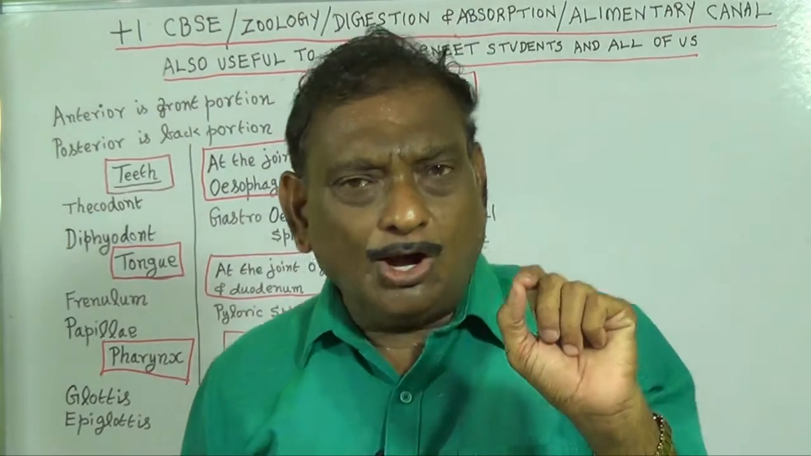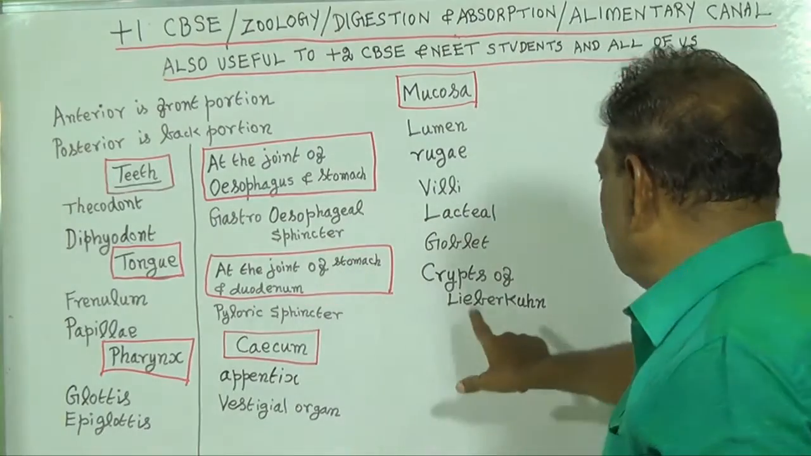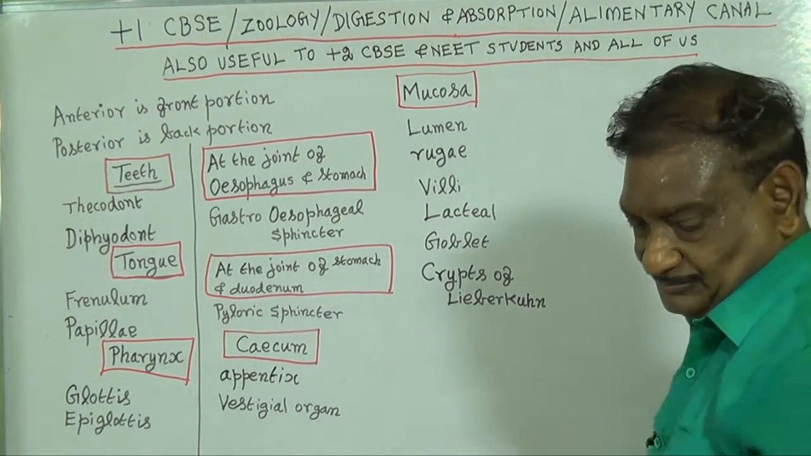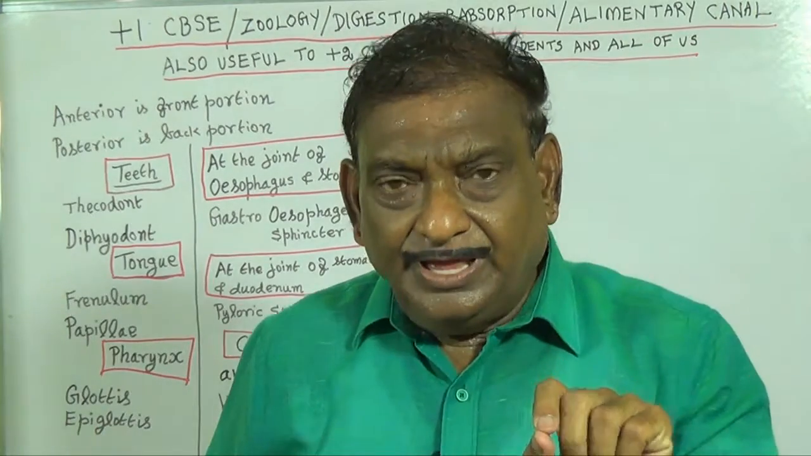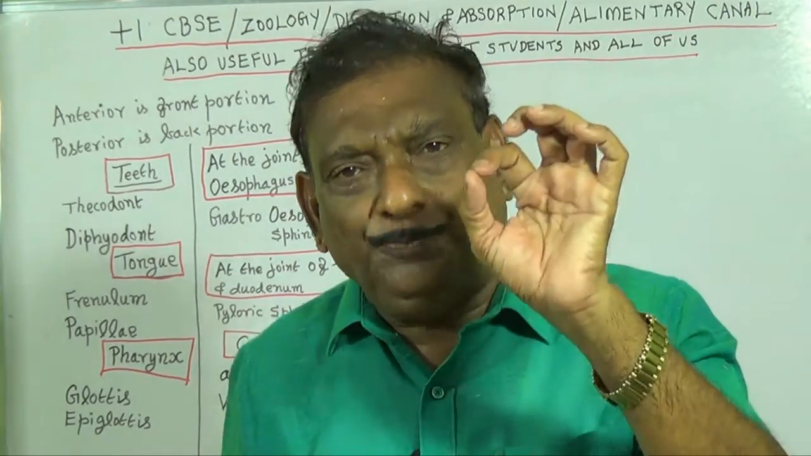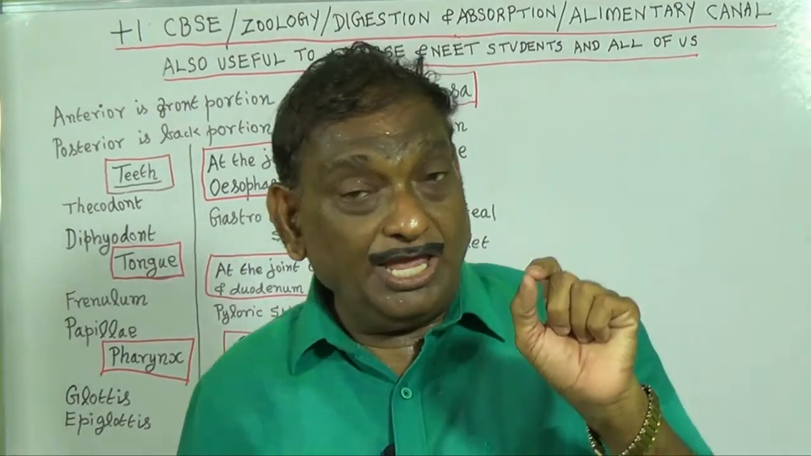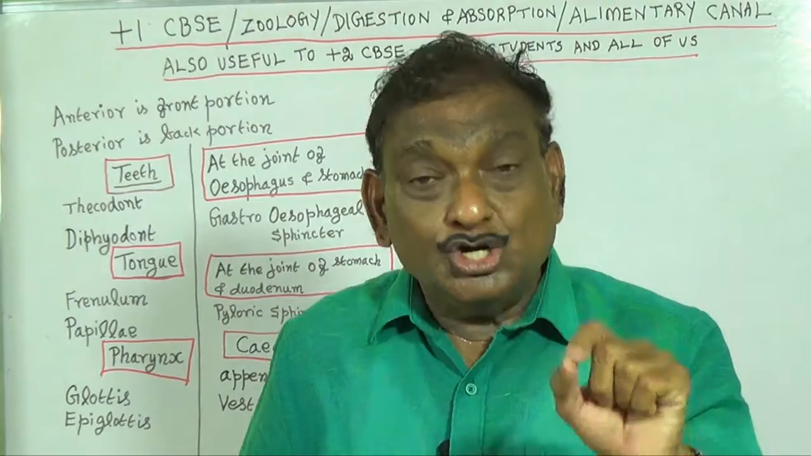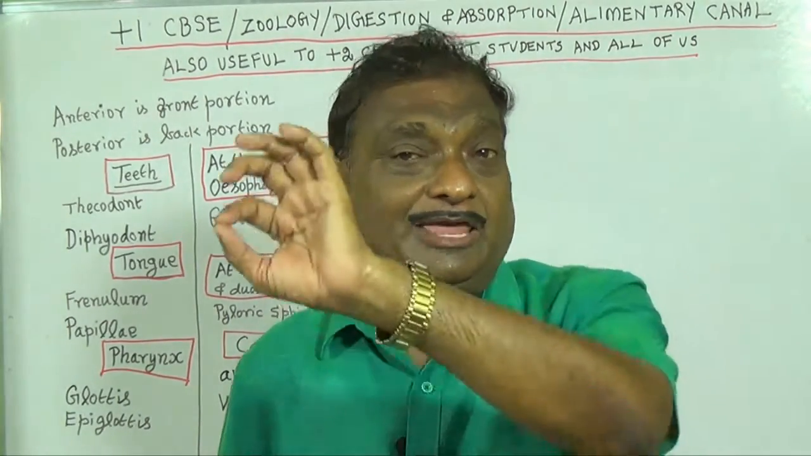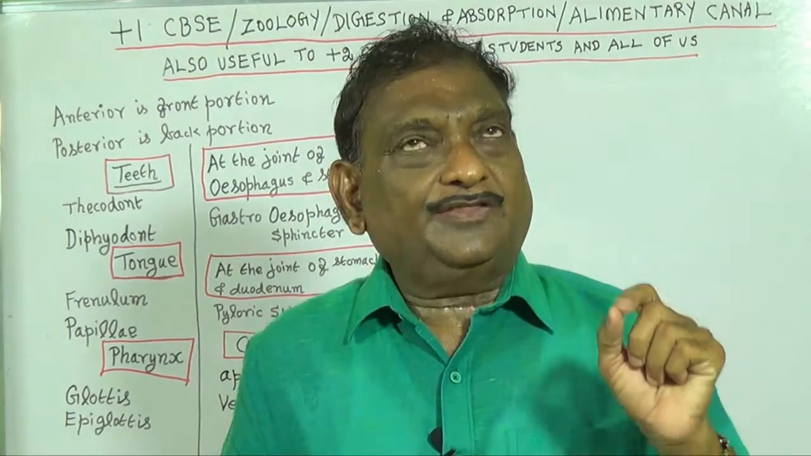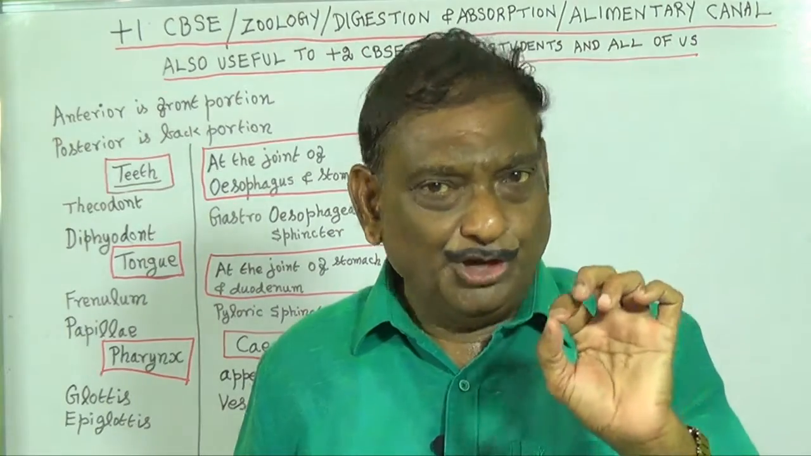These crypts are called crypts of Lieberkühn. What are these crypts? These crypts are small pits as seen in the stomach. All the 4 layers of the alimentary canal show the modifications in the different parts of the alimentary canal. These are the knowledge we have gained in this video.